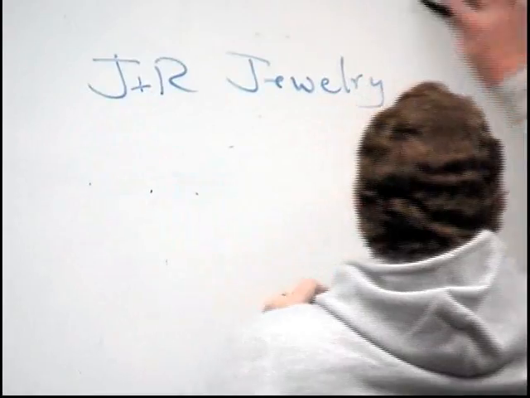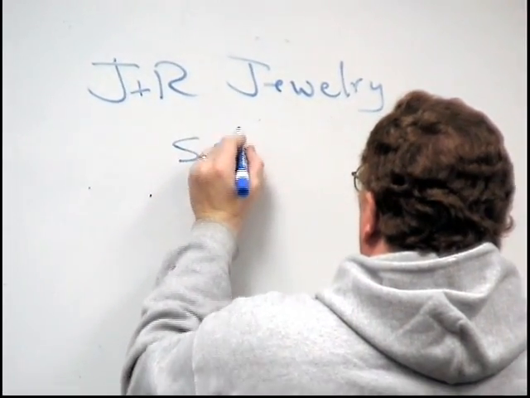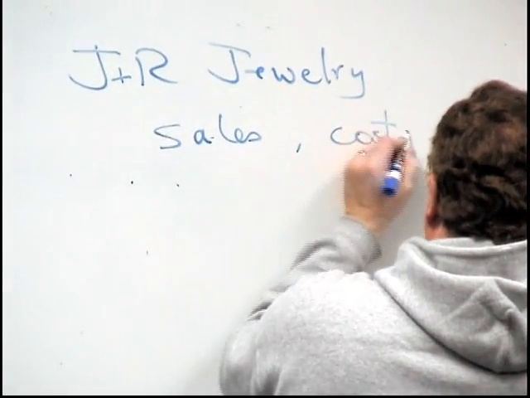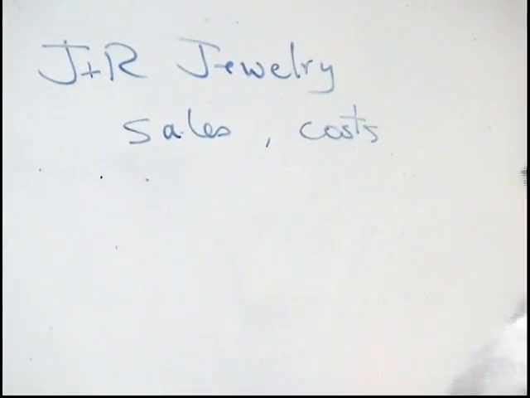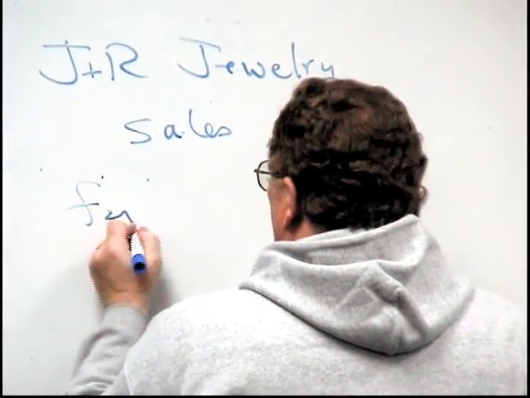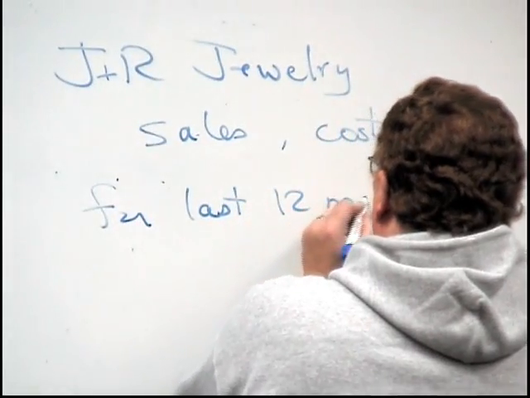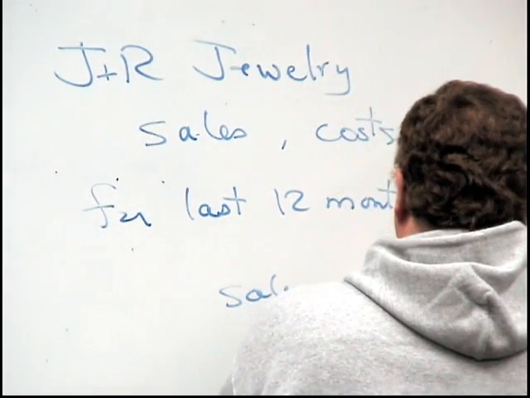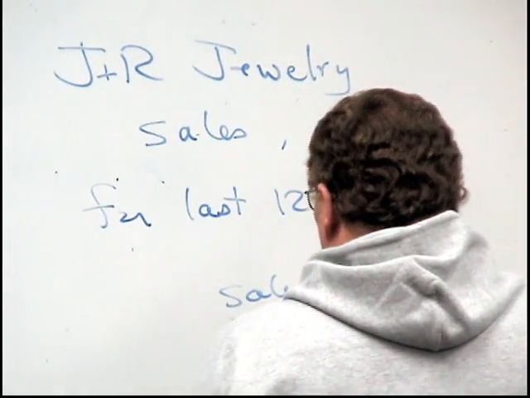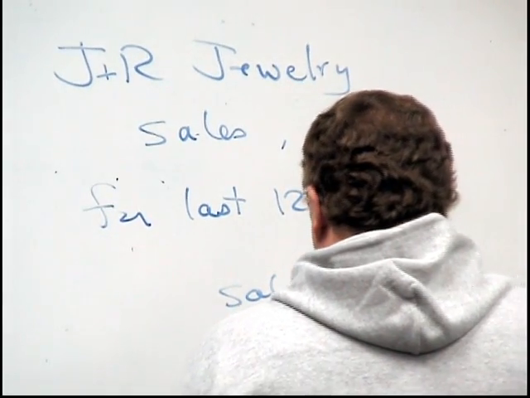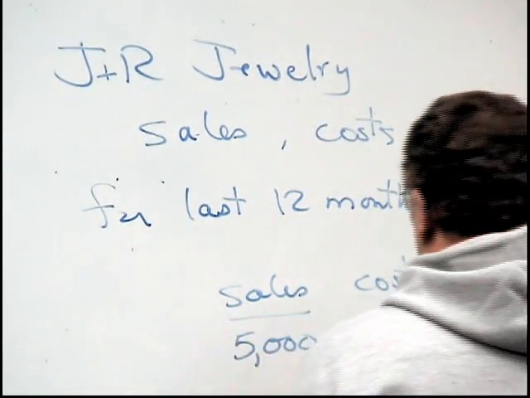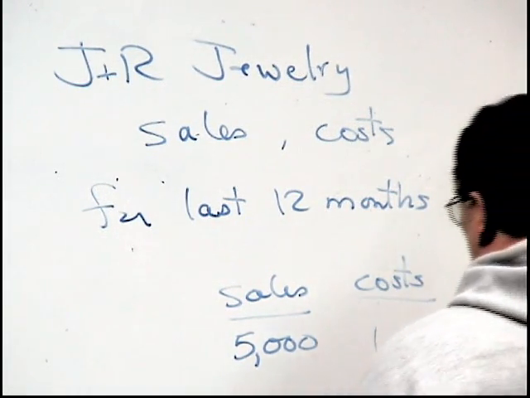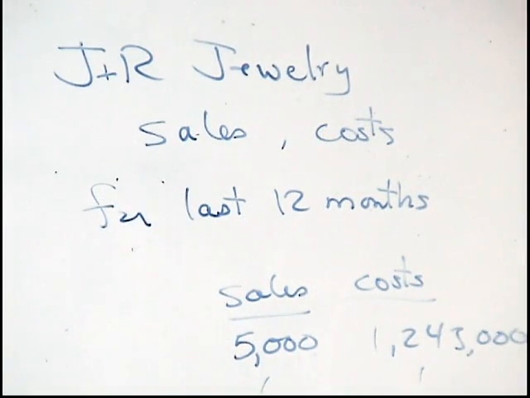So it's J&R Jewelry, and I'm going to do J&R Jewelry sales and production costs for the last 12 months. So when sales were 5,000, costs were 1,243,000, and whatever. There's a whole bunch of numbers here. Okay?